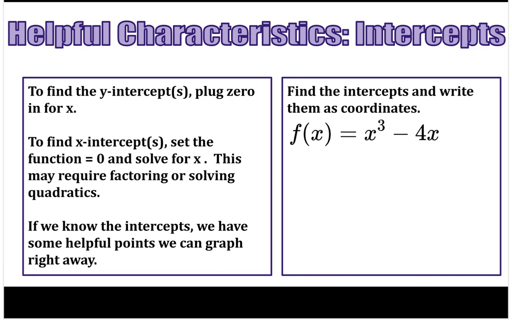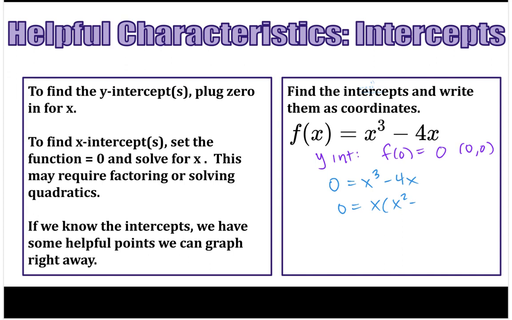Since we're graphing, we also want to make sure that we're writing those intercepts as coordinates. So to find the y-intercept, we're going to find out what happens when we plug 0 into our function. And in this case, that's going to give us 0. So our y-intercept is going to be (0, 0). To find the x-intercept, we're going to set the function equal to 0. This is going to allow us to solve by factoring. And this is going to give us 0 and plus or minus 2. And we can write those as coordinates, again, because ultimately we're going to be using these points to graph.